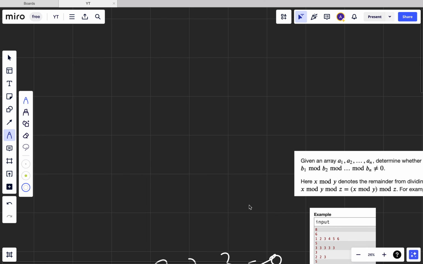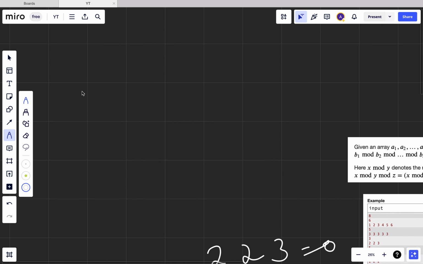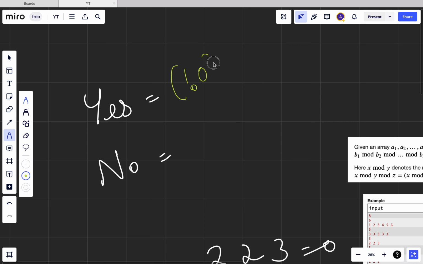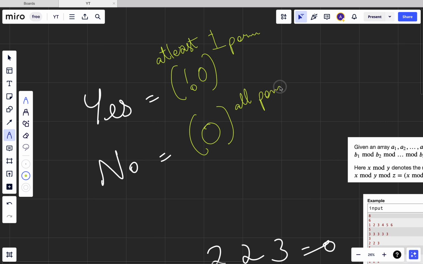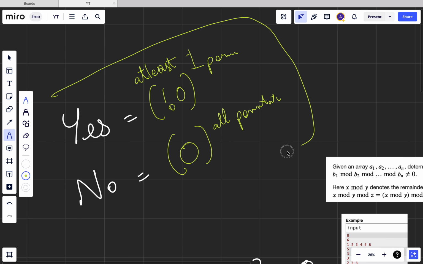To clarify this yes or no, we'll write it down. Two things will come: one is yes and the other is no. When can you say it is yes? When you are able to produce a non-zero result. When can you say no? Whatever permutation you take, it is always 0. This means that for yes, at least one permutation exists, and for no, all permutations, taken from left to right, give 0. This is the end goal that we need to achieve.